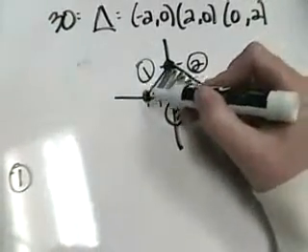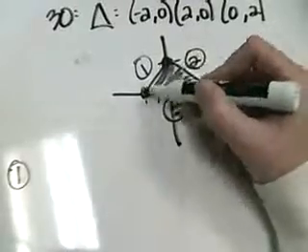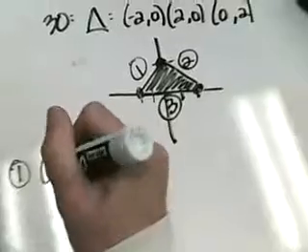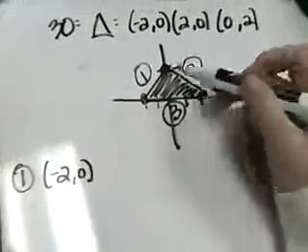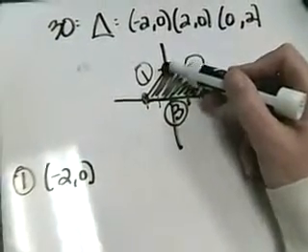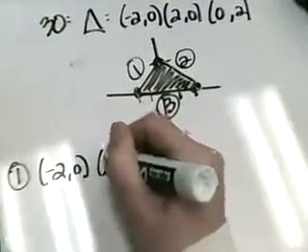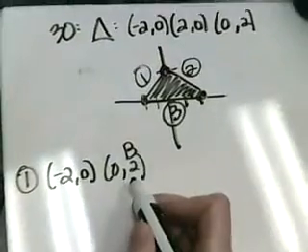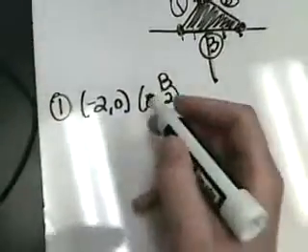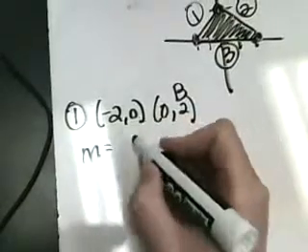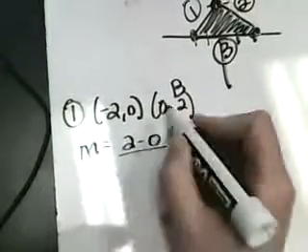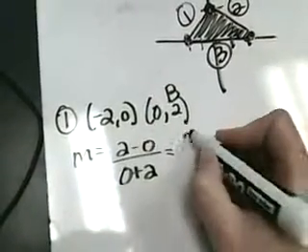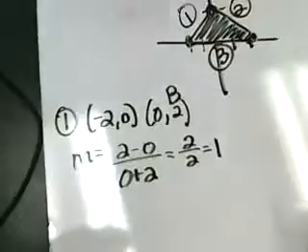Now, number 1, remember, I need to pick out 2 points from that line. Well, remember, they gave you the points. This one would be -2, 0. And this one would be 0, 2. He's on the y-axis. That's your b. Once I have 2 points, I need to find the slope. So we've got 2 minus 0 and 0 plus 2, which would be 2 over 2 or 1.